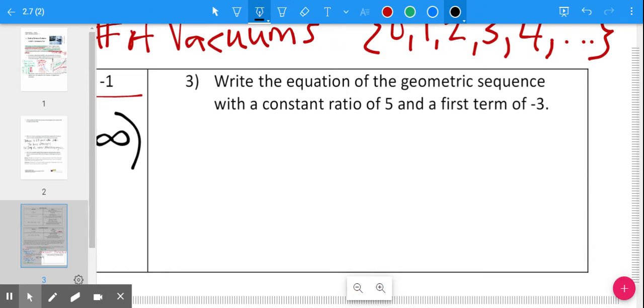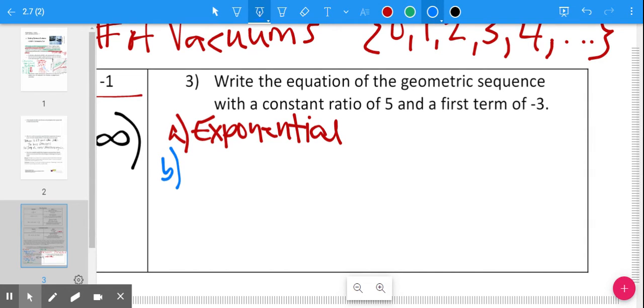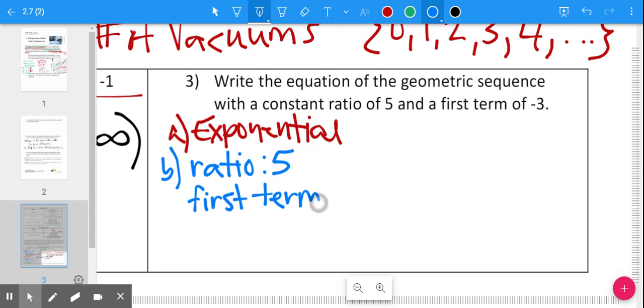So then it says, write the equation of a geometric sequence with a constant ratio of 5 and a first term of -3. So that already gives us our hint for A. Geometric is the same as exponential. So what does it give us? The ratio, our multiplier, is 5, and the first term is -3.